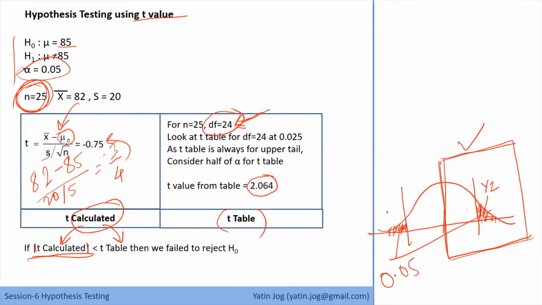If I am 95% confident, the whole area between these two lines is 95% of the population. That means the area in the reject region is 5%. So this area and this area together become 5%, that is 0.05. If I have to consider half of the reject region, then this has to be half of 0.05, which is 0.025. That's why we look at the row of 24 and column of 0.025.